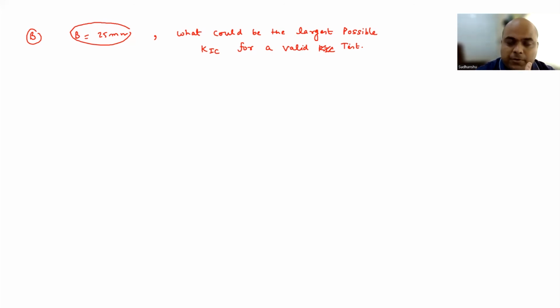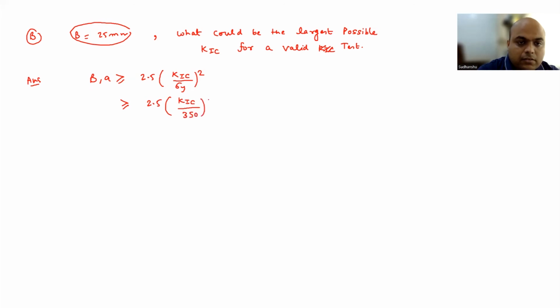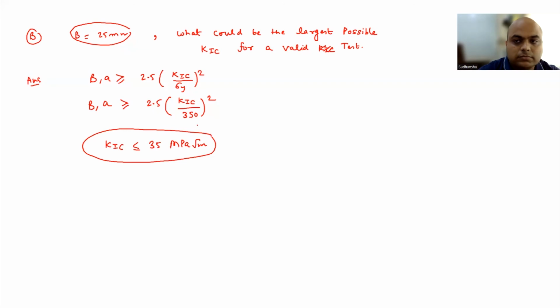Okay, so now we are going to have a constraint on the material. So B and A, we know the requirement is 2.5 (K1C by sigma y) square. Okay, so sigma y we will assume the same as before. So sigma y was 350. Okay, so if you do that, K1C will come out to be less than or equal to 35 MPa root meter. Okay, so if the thickness of the material is 25 millimeter and the yield strength of the material is 350 MPa, so the maximum K1C for that particular material should be less than or equal to 35 MPa root meter, so that this ASTM E399 will be valid. Okay. So this is another problem.